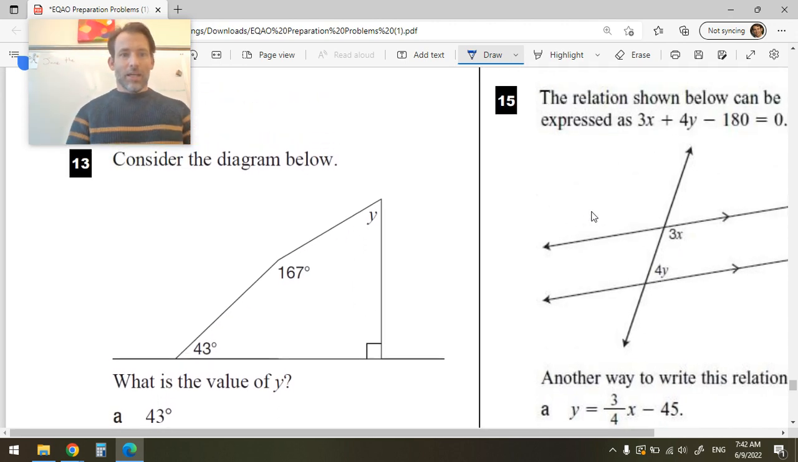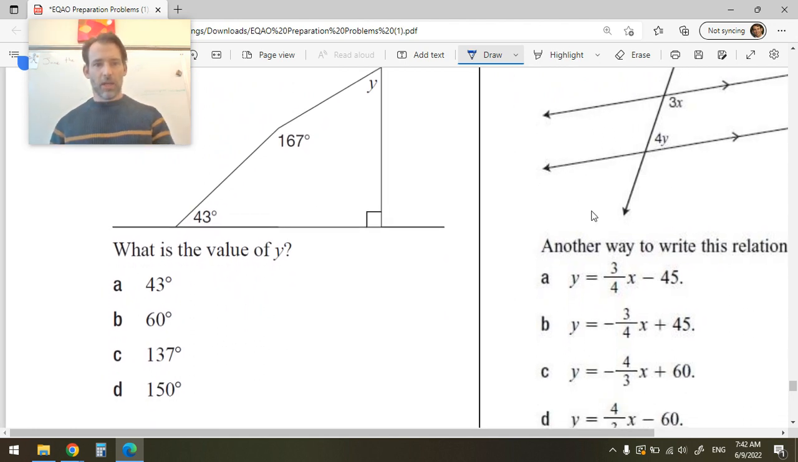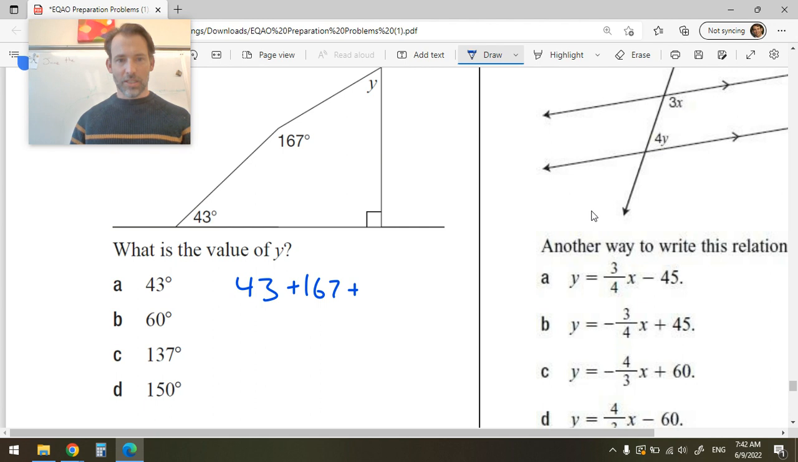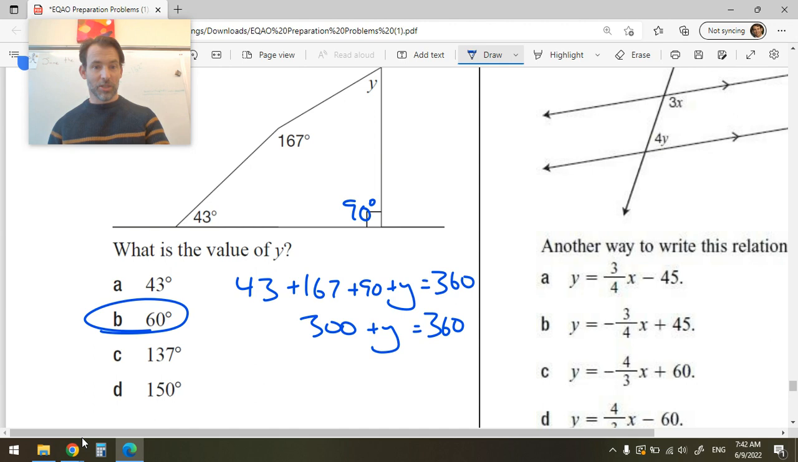All right. Consider the diagram below. Wow, what's the value of y? Okay, well, this one is also rather simple. 43 plus 167 plus 90, because this is a 90-degree angle, plus y equals 360. Oh, 43 plus 167 is 210. 210 plus 90 is 300. 300 plus y equals 360. Y must be 60 degrees.